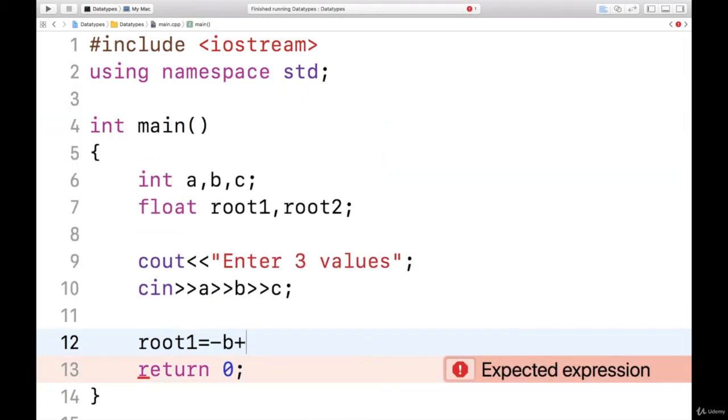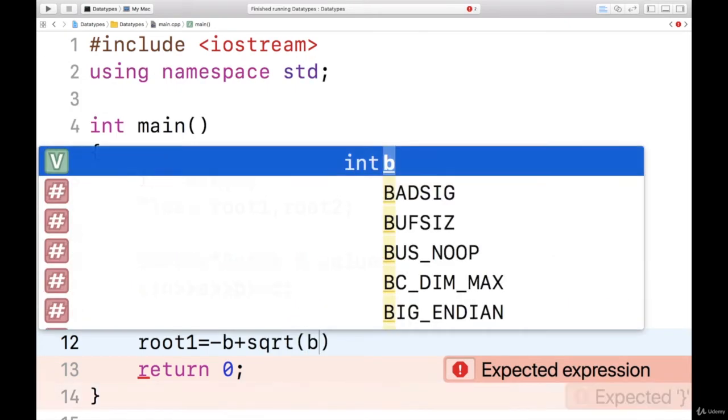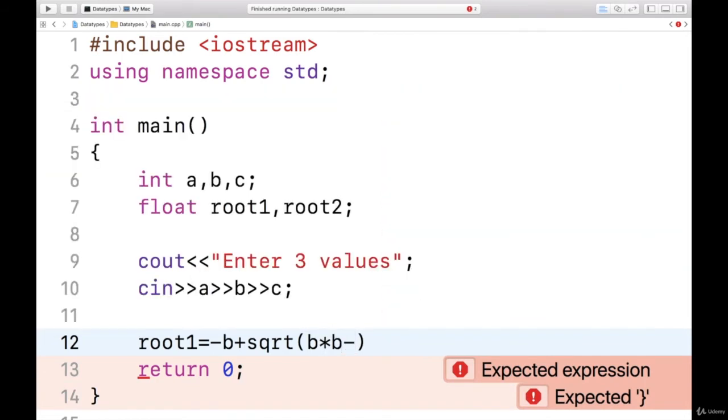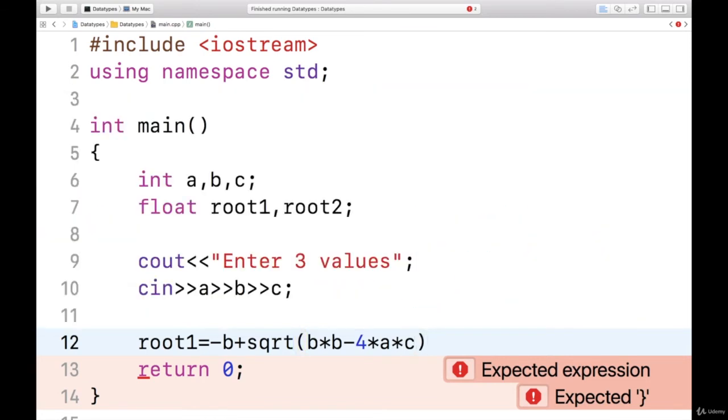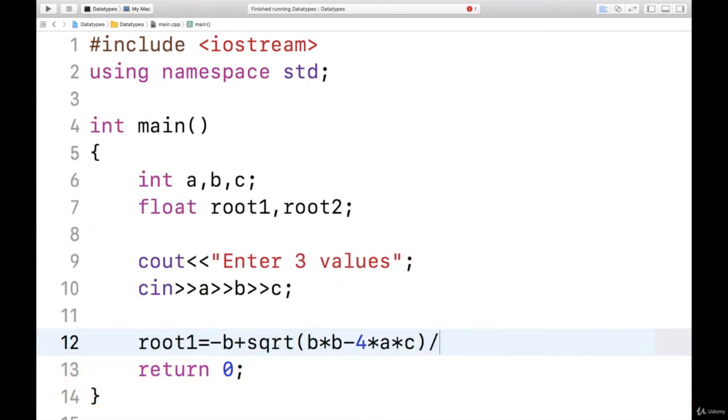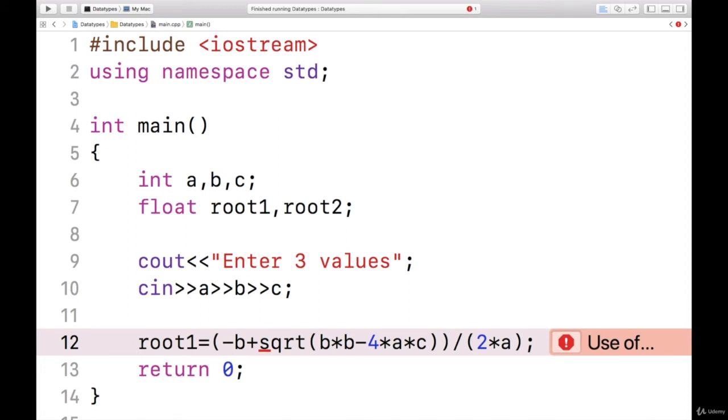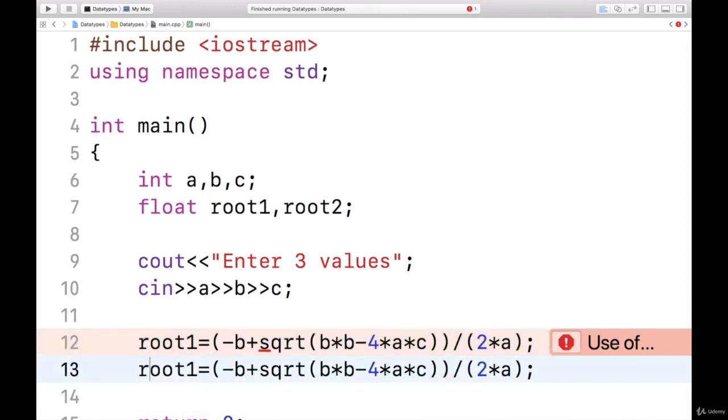Now how to find the root is: root1 is minus b plus sqrt of b into b minus 4 into a into c. Then this is divided by 2 into a. So this 2a should divide the entire numerator. So all those things will come in the numerator. Now this is the perfect expression. Same way I will find the second root also, and the second root is with minus.